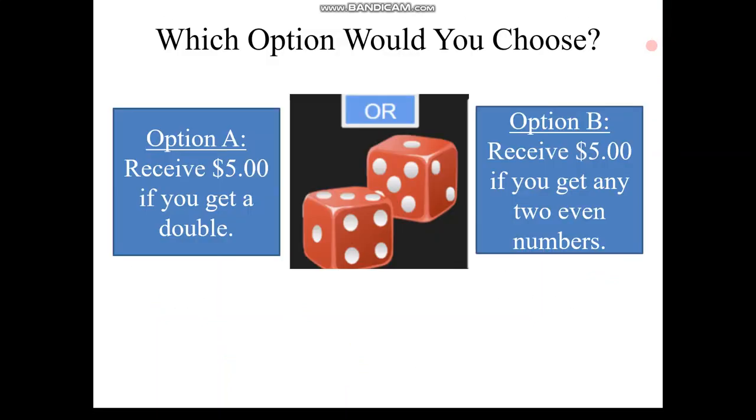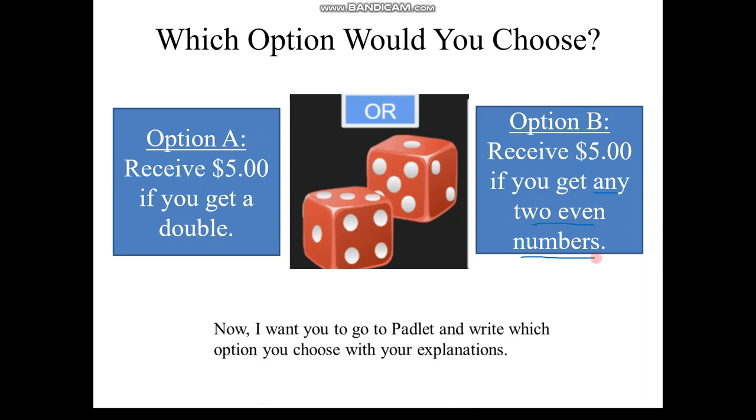Here I have a question for you. You will roll 2 dice, and if you choose option A, you will receive $5 if you get a double. And if you choose option B, you will receive $5 if you get any 2 even numbers. I want you to go to Padlet and write which option you choose with your explanations. I give you 2 minutes for this, and we will discuss after the 2 minutes. See you.